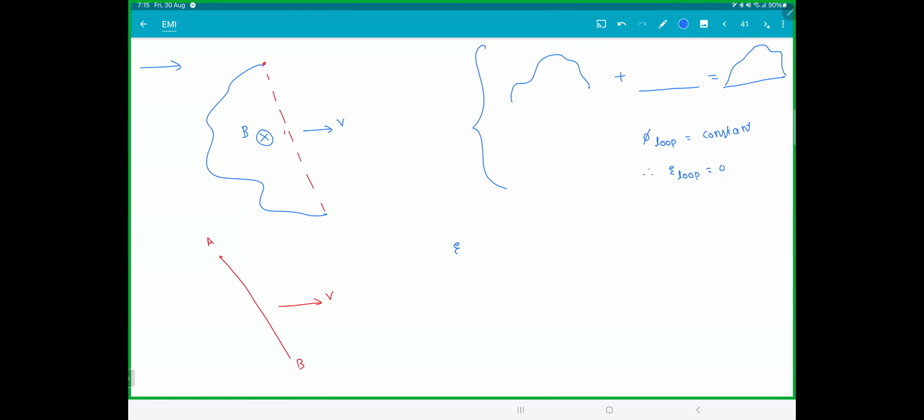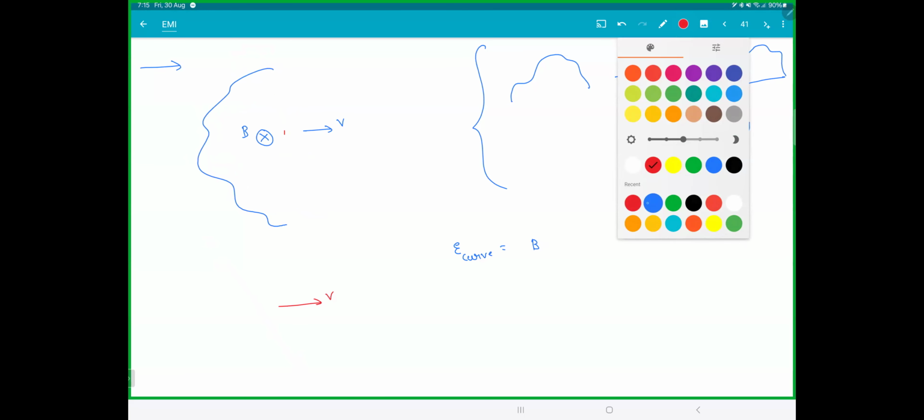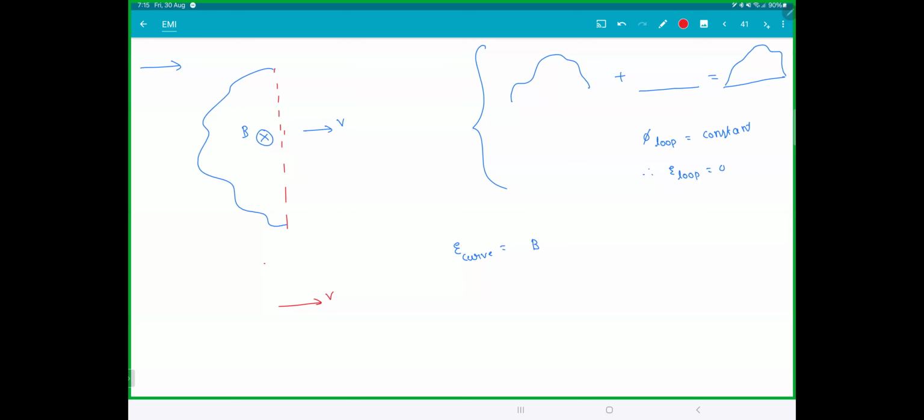So the EMF of a curve is BLv. I'll just keep it straight here, otherwise I'll have to take all the angles again. So you can just replace this with a rod of AB. B into length AB into V. So LAB is your projected length. There. This is the 4th time. The projected length.